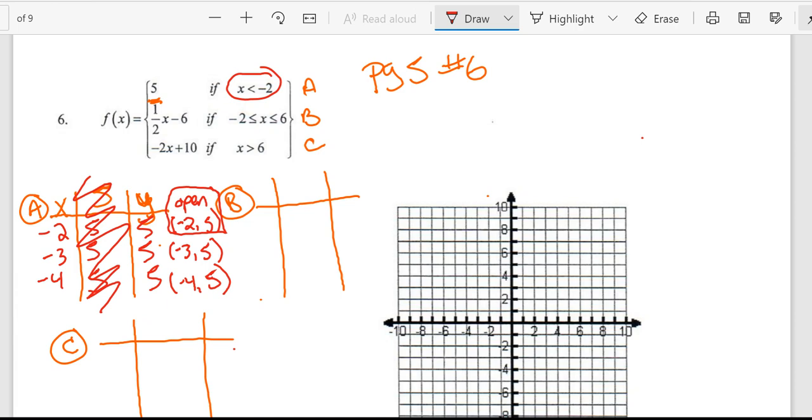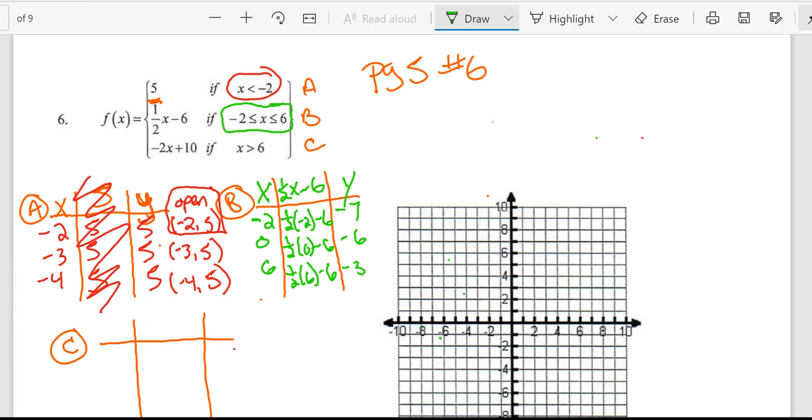For B, I have 2 restrictions. Again, I always look at the restrictions in the middle first. So for B, I've got a negative 2 and I've got a 6. I tend to put something in the middle, so I'm just going to go with 0, since 0 is pretty easy to plug in. Again, I have my x, I have my y, and in the middle, I have my function. If I plug in negative 2, it's half times negative 2 minus 6. It's going to be negative 7. Half of 0 minus 6 is negative 6. And half of 6 minus 6 is going to be negative 3.